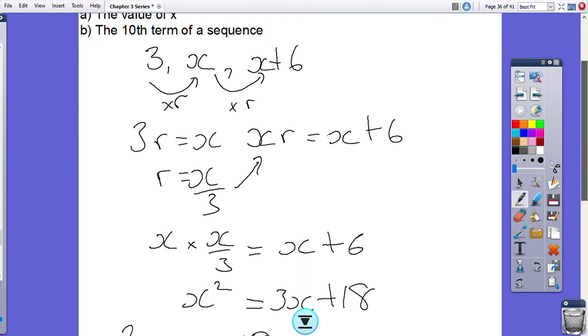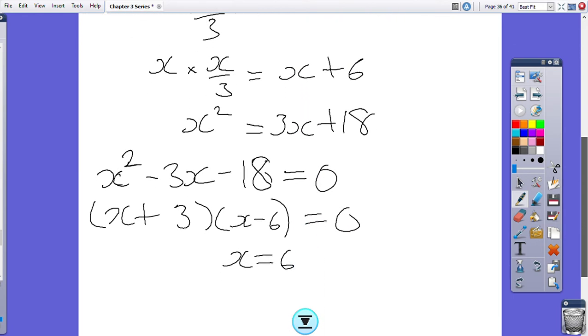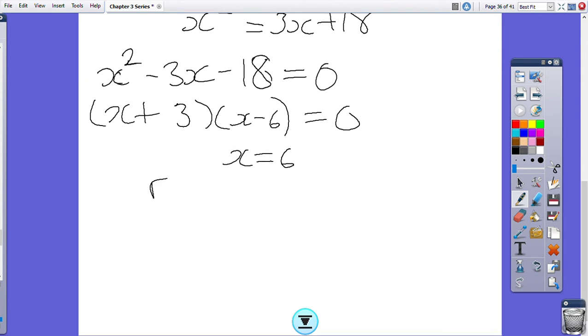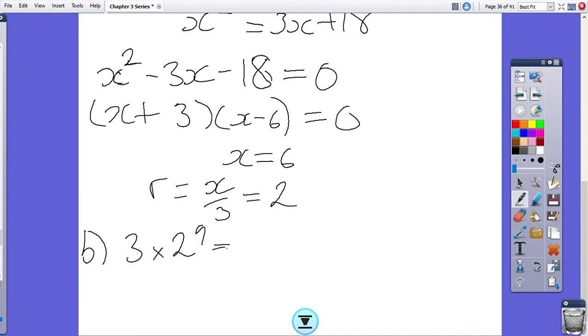Part B, find the 10th value of the sequence. So if we said that r was x over 3, then r is equal to 2. So if we want the 10th term, we want 3 times 2 to the 9, which is 1536, apparently, according to my notes there. Right, okay.